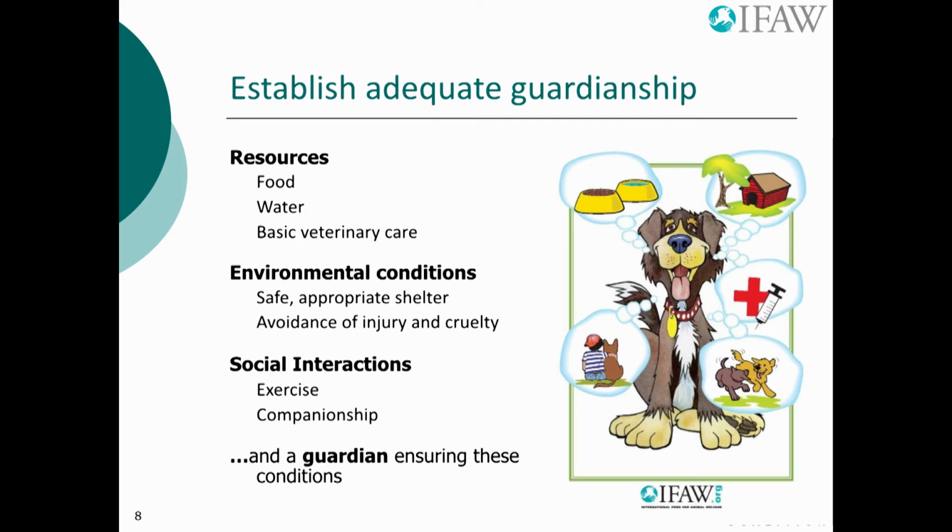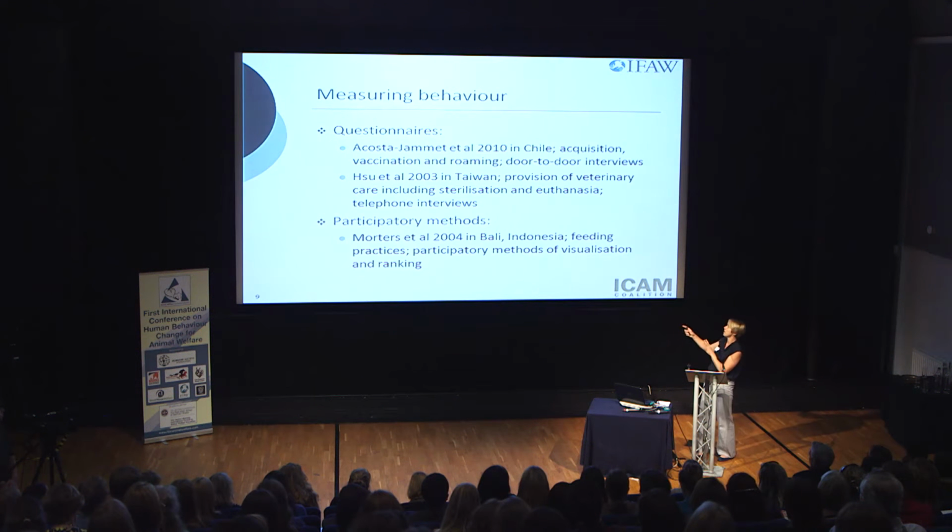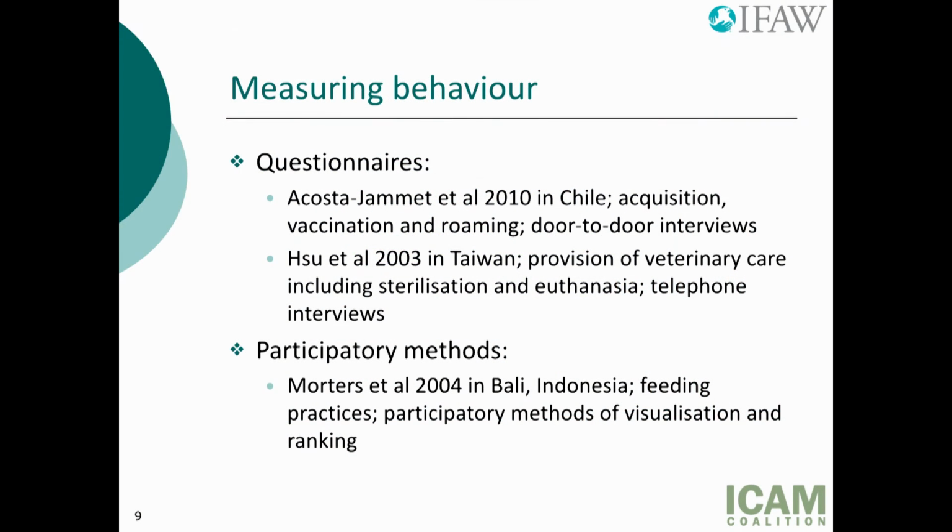So the question is, how do we know what level of guardianship is currently being performed in our communities? So the classic way that we do this is by using questionnaires. And we've got a couple of examples up there, one from Chile, one from Taiwan, and also an example of a study where they used participatory methods. Michelle Mortis did this in Bali, Indonesia. And they used methods of visualization and ranking to establish the feeding practices of both owned dogs and community dogs.